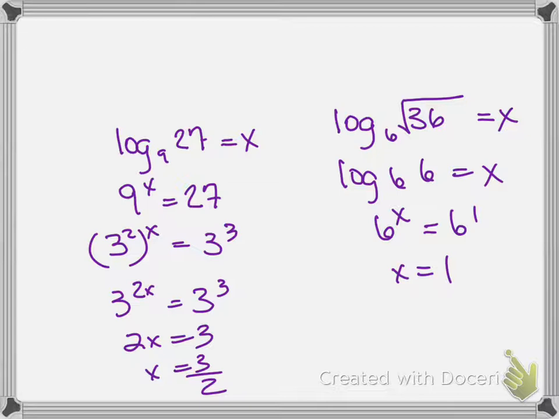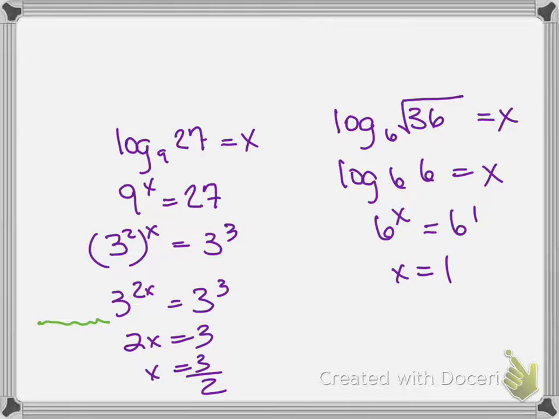Here are a couple more examples. The log base 9 of 27 is equal to x, so we're going to rewrite that as 9 to the x is 27. We'll rewrite 9 as a power of 3 and have 3 to the 2x is equal to 3 cubed. 2x equals 3, x equals 3 halves. Once you get it to this part, it just becomes simple algebraic work.